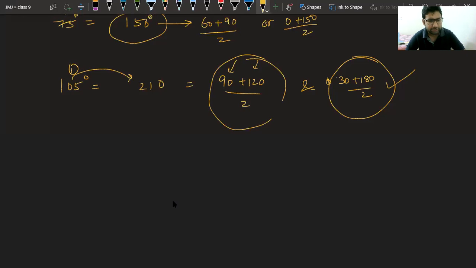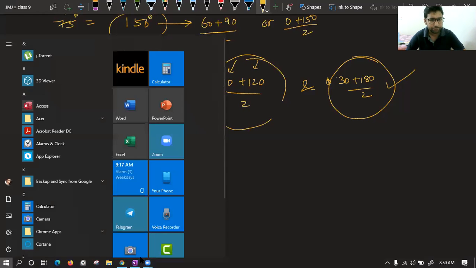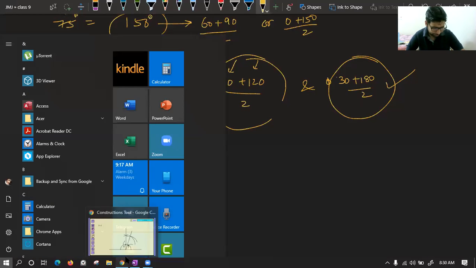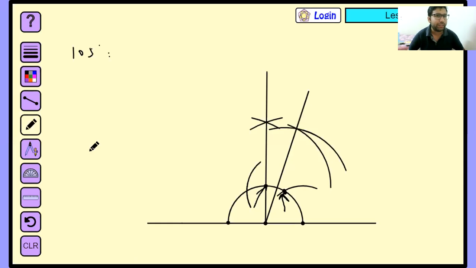We have 2-3 minutes, so I can try it. You have to complete exercise 11.1 today in your copy. Try to use different methods and check with your protractor. You can do it, I know.